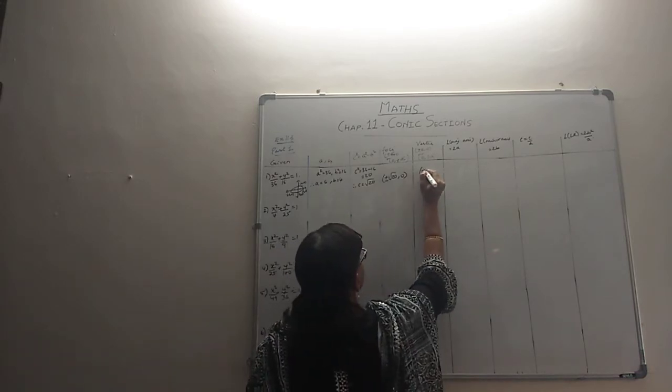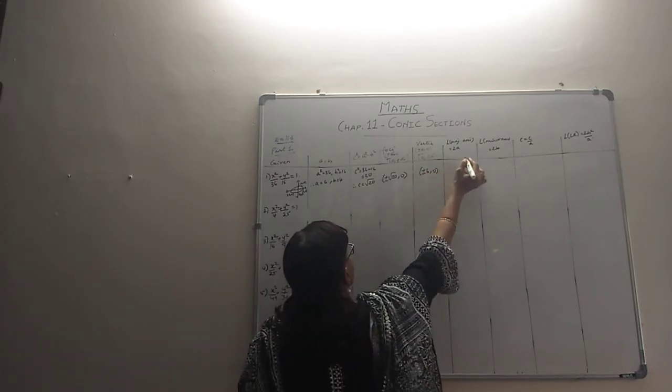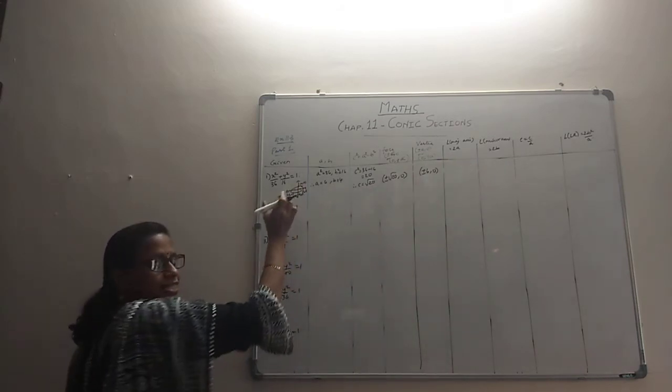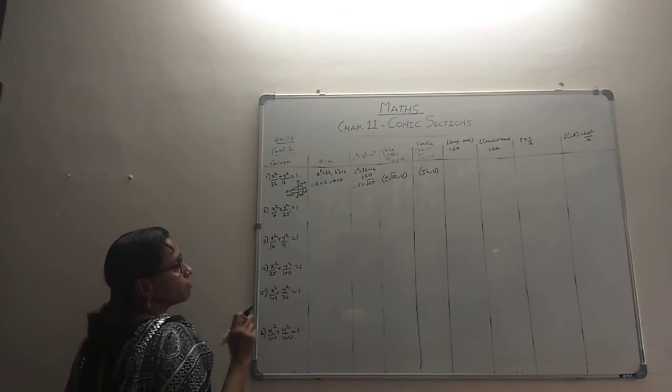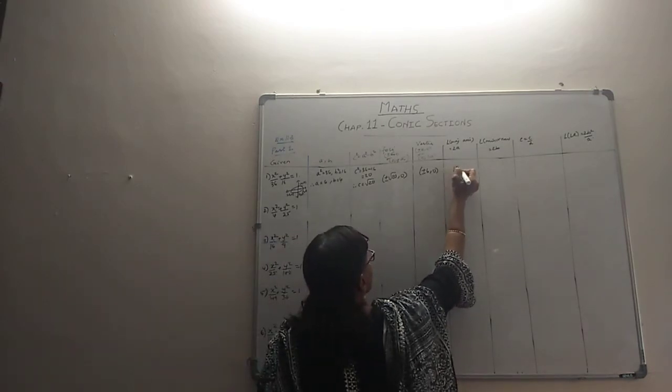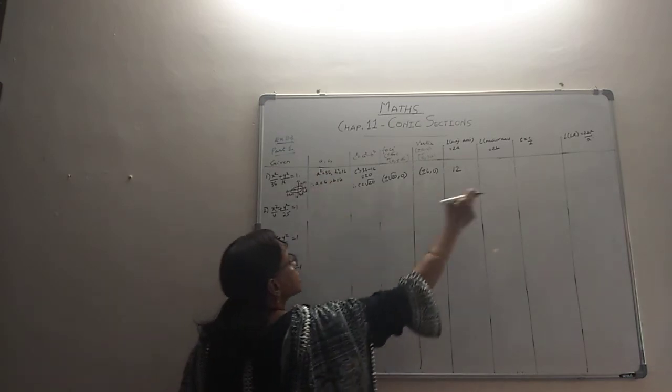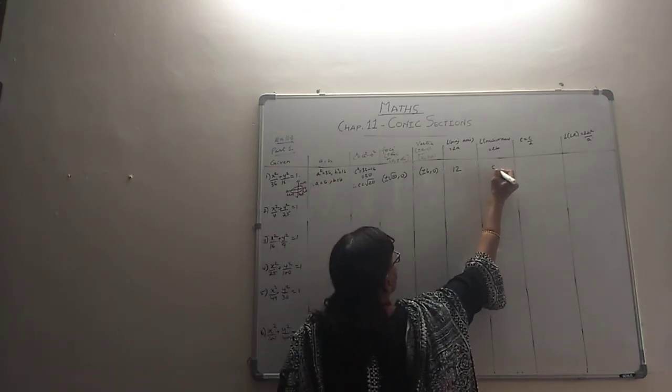A for us is 6, so plus or minus 6. Length of the major axis means this much distance, how much it is, that we have to find. So it is 2a by formula, so it is 2 into 6, 12. And 2b, the length of the minor axis, this much distance, so that is 2b by formula, that is 2 into 4, 8.